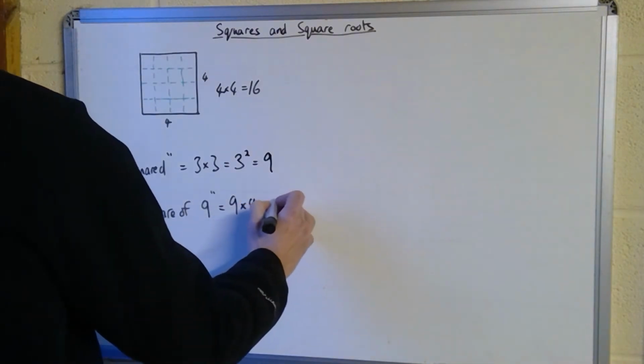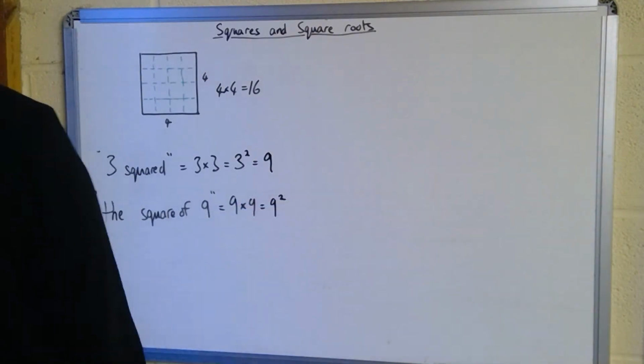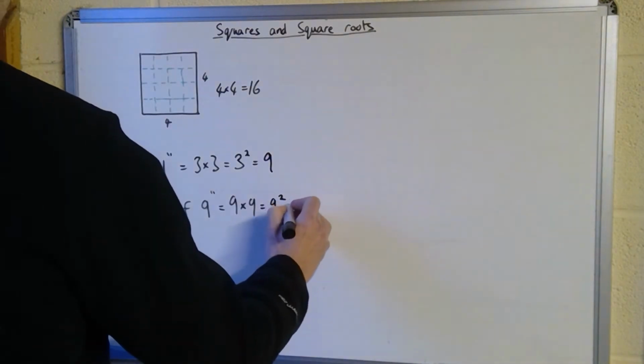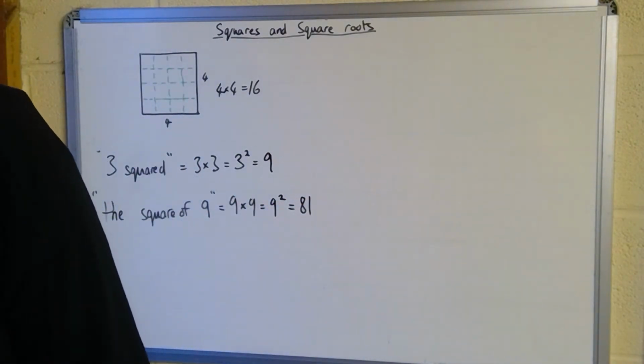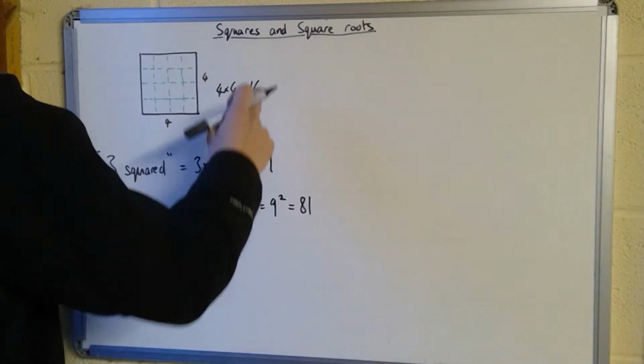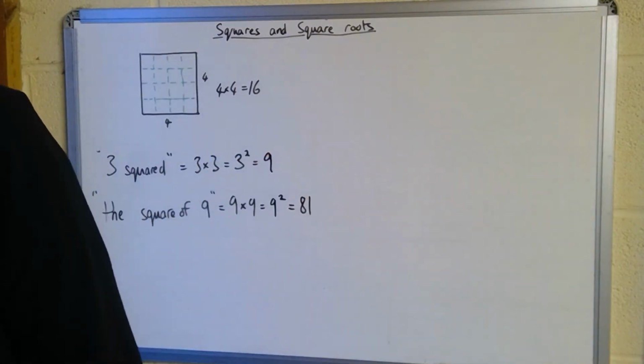We can write this as 9 squared, 9 with a little 2, a power of 2. And 9 squared is 81. So there's lots of different ways of describing the same thing. And so these numbers here, 16, 9, 81, are what we call square numbers.